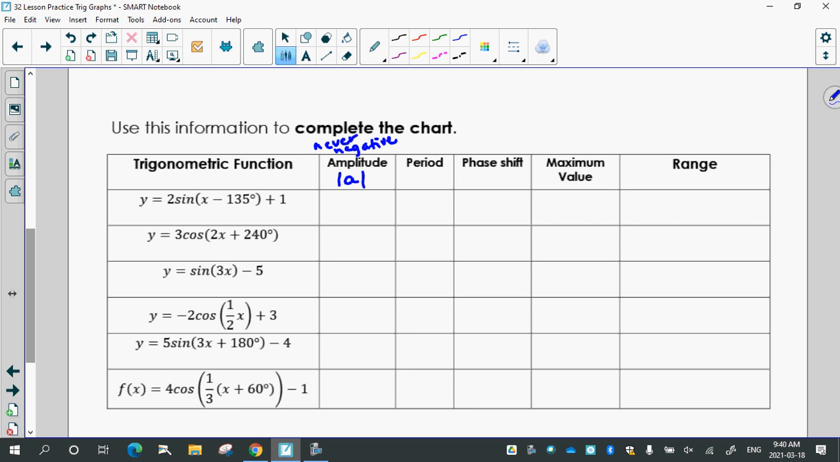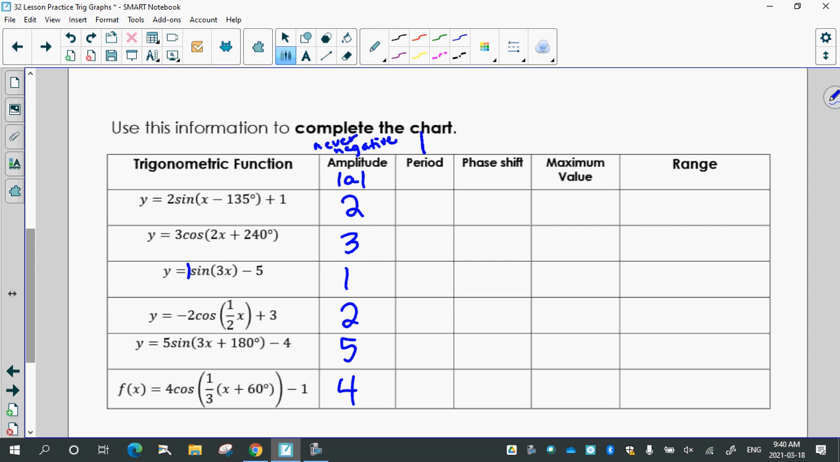So who thinks they know the amplitude for the first one? 2. Darius, you just want to go all the way down? 3. Yep. 1. Yep. 2. Yep. 5. Yep. 4. Good. So ignore the negative. Every number out front. Remember there's a 1 there, not a 0. So that's the amplitude.